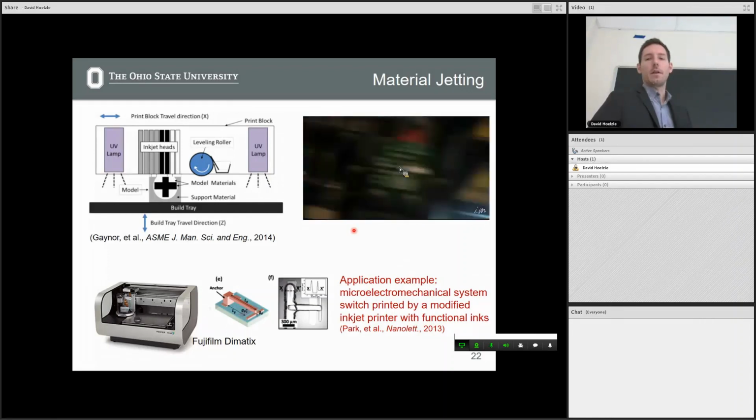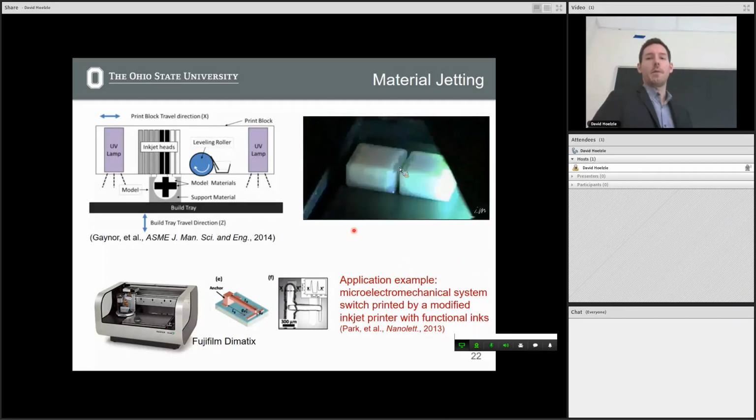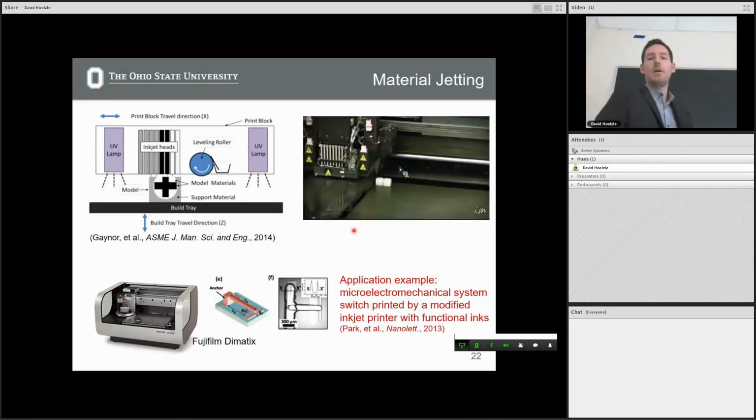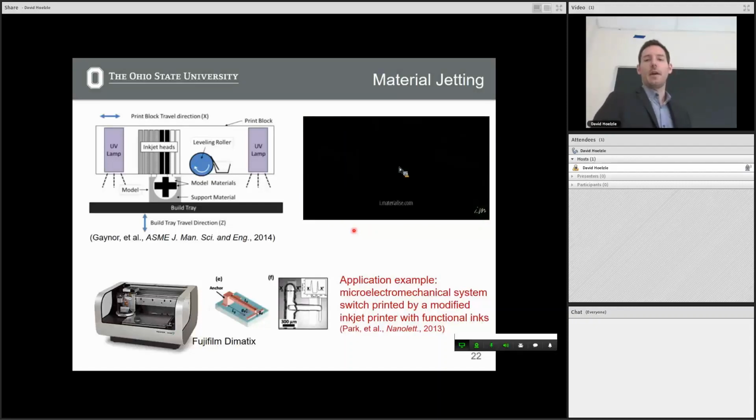Okay. So here you can see a little bit better, but each layer is putting a very thin layer of polymer down to build up a three-dimensional structure here. So you can see that it has, I'll replay that. Hopefully it's less choppy.